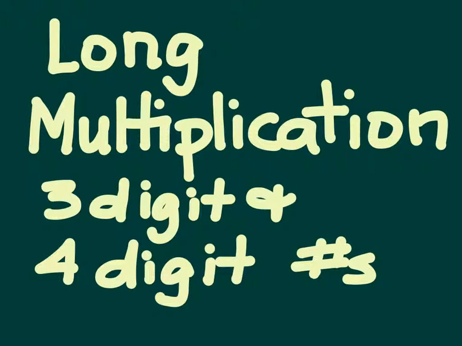Hi boys and girls. We've been talking about long multiplication using 3 digits times 1 digit and 3 digits times 2 digits. Today we're going to extend our thinking just a little bit farther and use some bigger numbers. Let's get started.